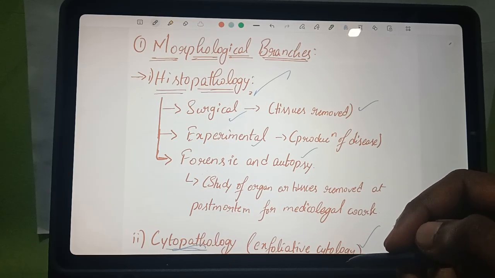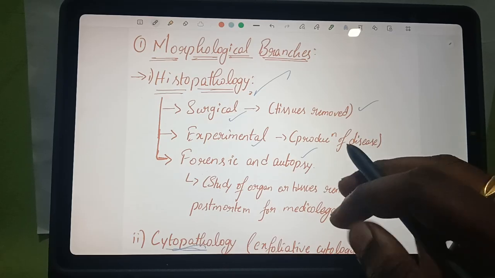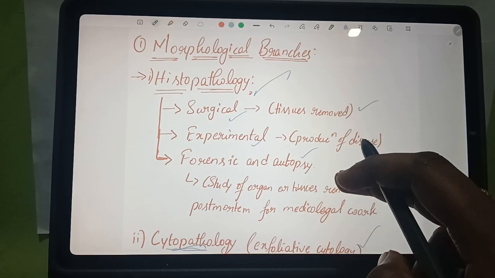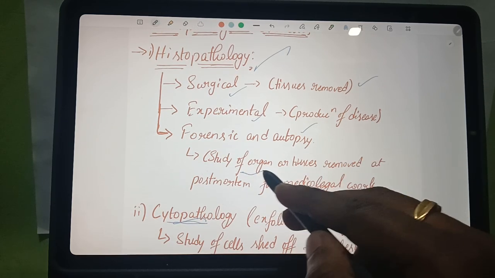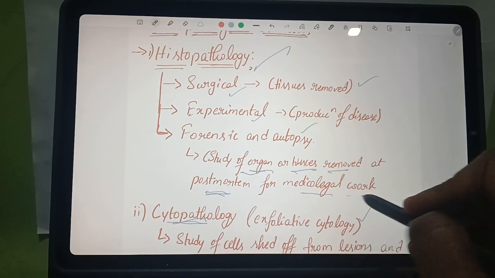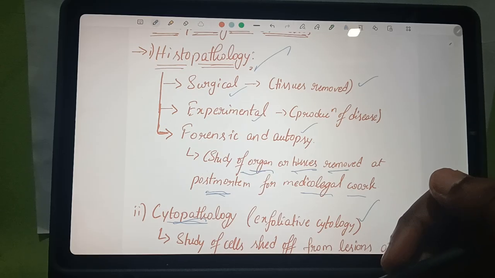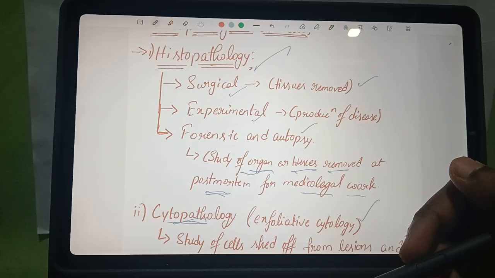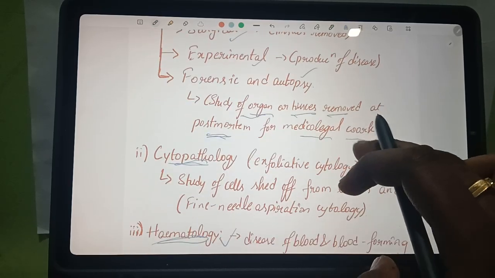What are the morphological changes and production of disease in the experimental animal is called experimental pathology. Then forensic and autopsy, the study of organ or tissue removed at post-mortem for medical legal work. If he has taken any drug or any food poisoning, they will remove certain organs or tissues for the lab diagnosis and medical legal work. It's called as forensic and autopsy pathology.